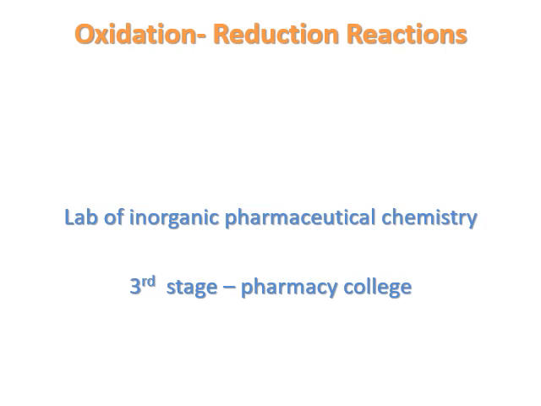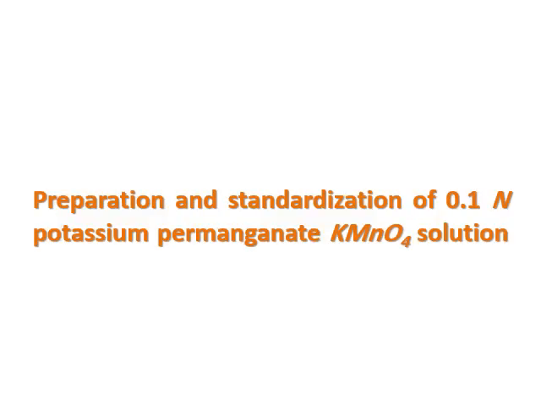We will talk in this course study upon oxidation-reduction reactions. Simply, oxidation is defined as electron loss from a chemical, or proton gain by a chemical, or oxygen gain by a chemical. The preparation and standardization of 0.1 normal potassium permanganate solution is the first lab in oxidation-reduction reactions in the present course study.